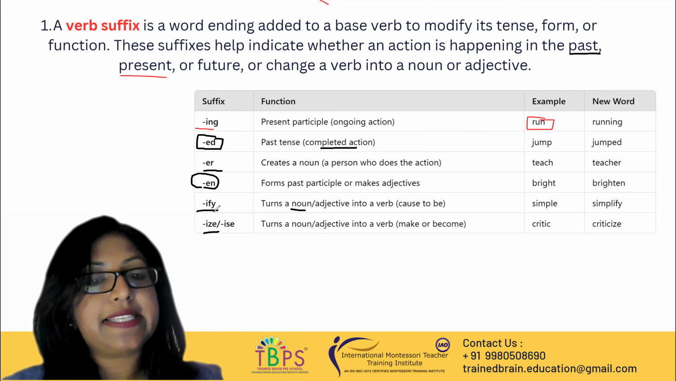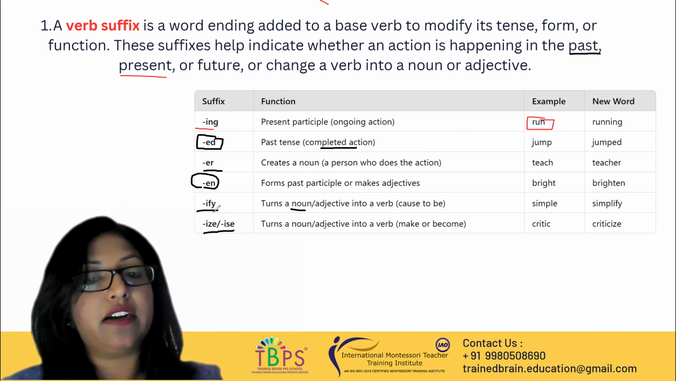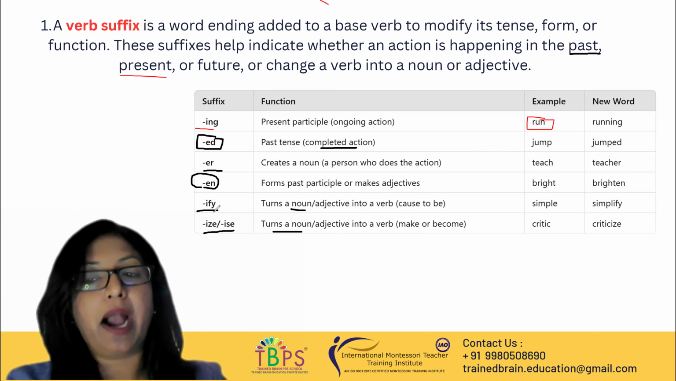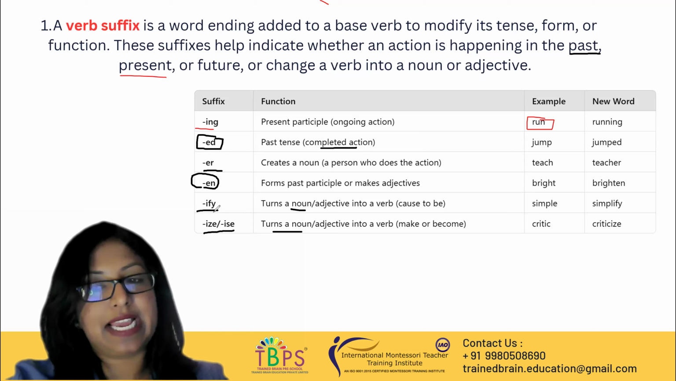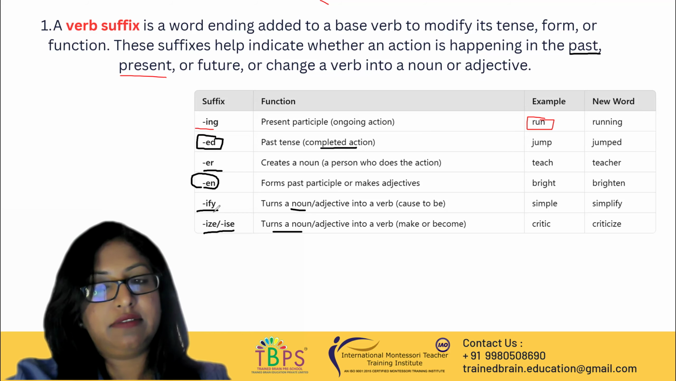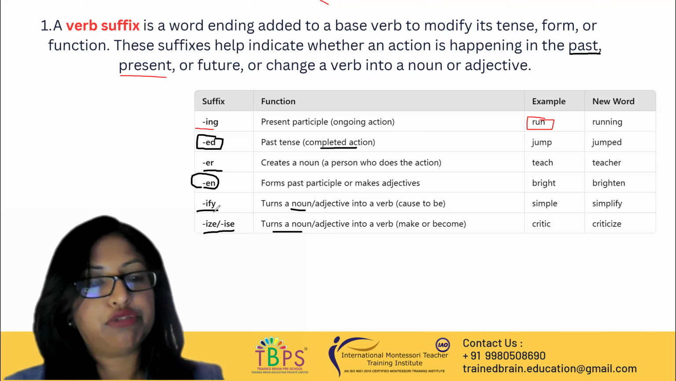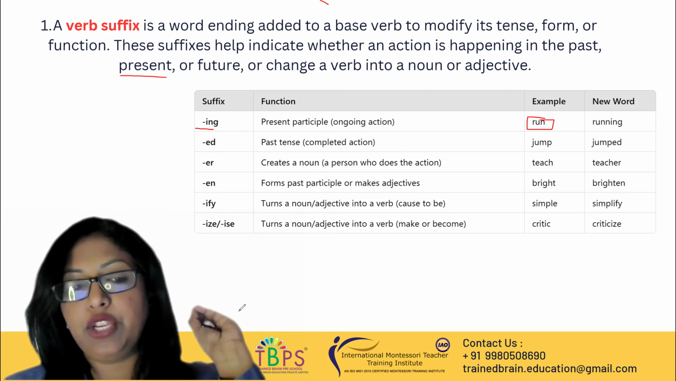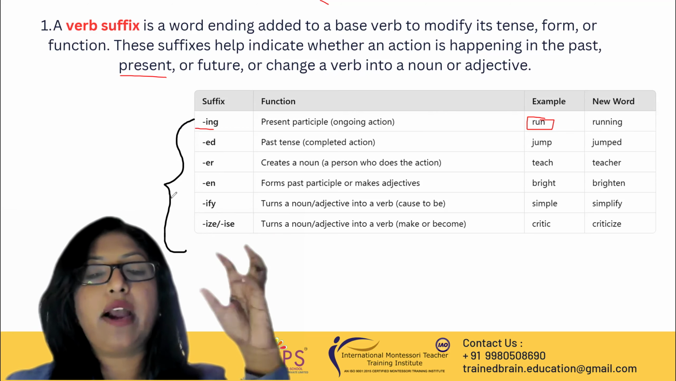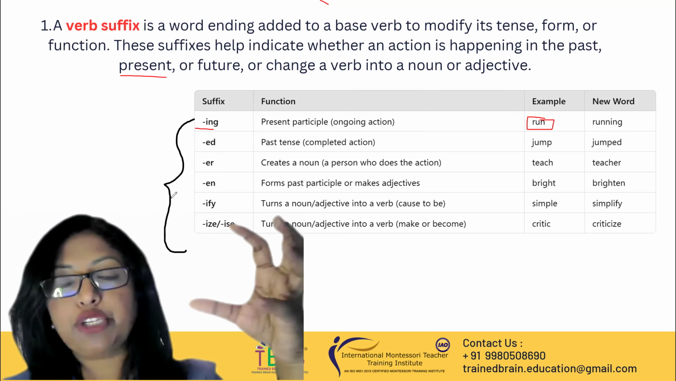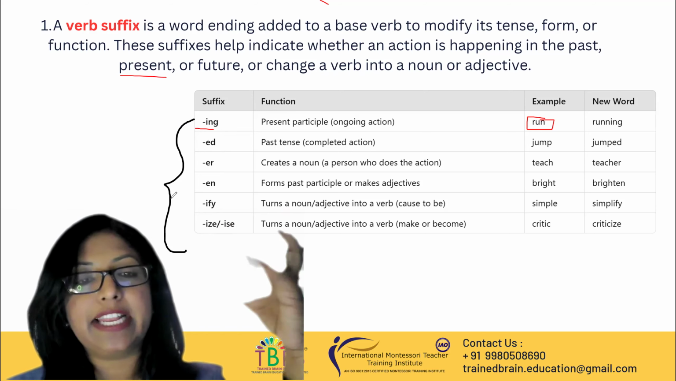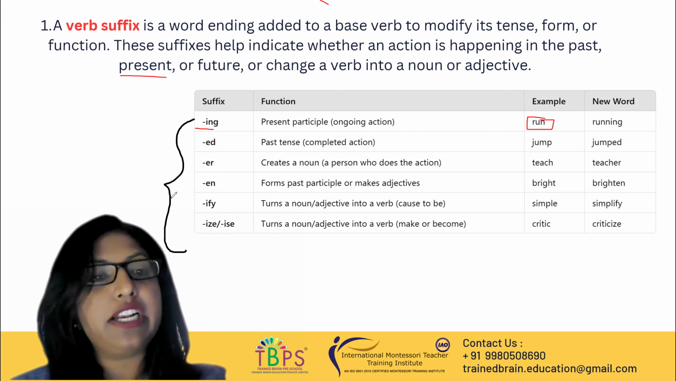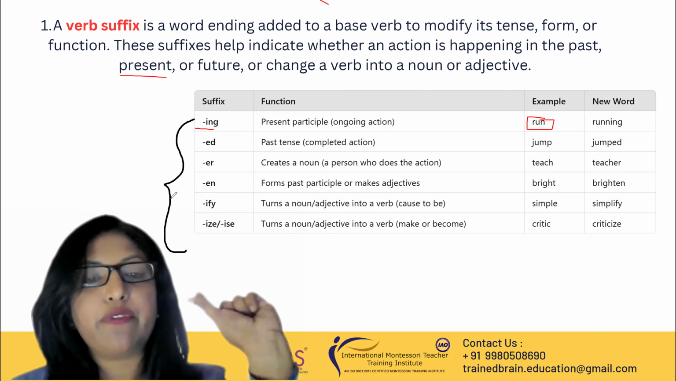If I add an ize or an ise, it turns into a noun. Okay, it is to make or to become. Critic, criticize. You're getting the differences? So these would be the first verb forms, suffixes that we can actually use. I am not telling you to use all of that. But you have to know, because when you are teaching English to slightly older children, like in elementary, we might have different kinds of verb suffixes that we would be using.